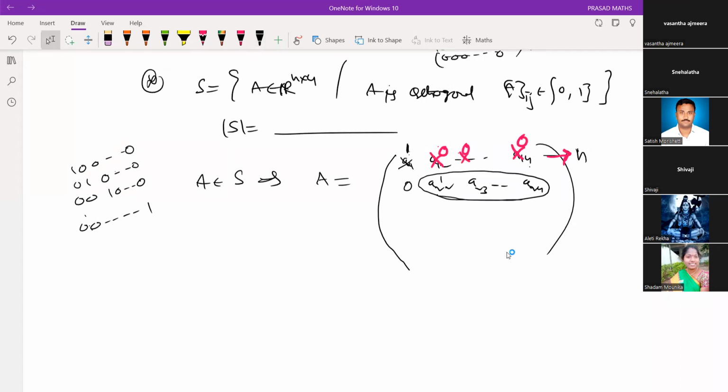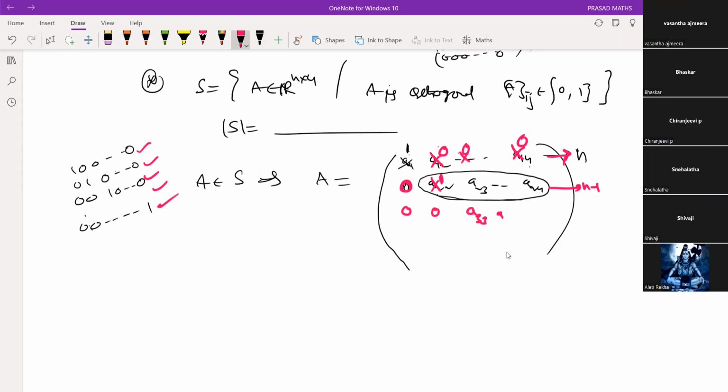Yes or no? This 0 is already fixed. So this is 1, 2, 3, 4, 5, up to n minus 1. So how many ways? N minus 1. Similarly, here 0, automatically this should be 0. So without loss of generality, suppose you take this as 1. Now what is the entry of this? 0. So how many ways can the third row be filled by 1? N minus 2.